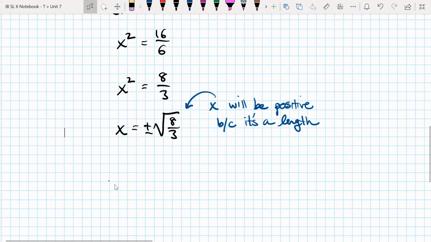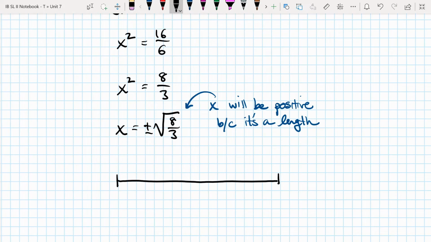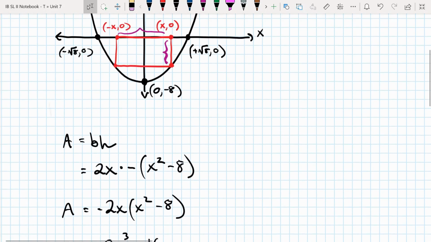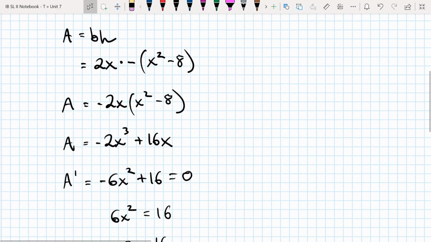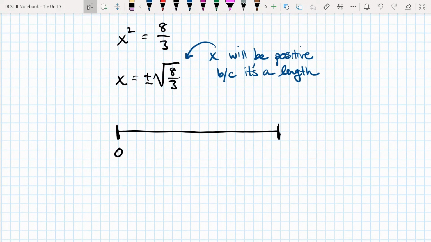So what we can do is make the sign chart. Let's prove that it's a maximum using a sign chart instead. You can do the second derivative or you can do a sign chart. Well, the x values are going to be bounded by 0. And then if we go back up to our graph here, the maximum possible x value we can have for this figure to be in the region we want it to be is root 8. And so we're going to have root 8 over here. And here's our critical point, root 8 over 3.